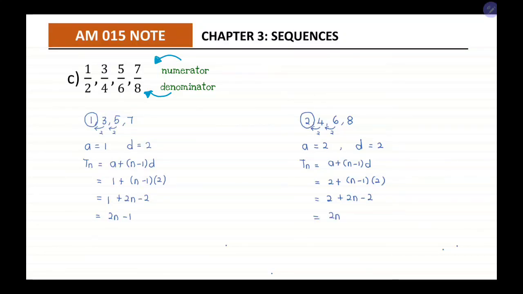Okay, since this is a sequence in ratio, for our answer we must combine the numerator and denominator. So our Tn, our answer, is the numerator first: 2n minus 1 divided by the denominator 2n.